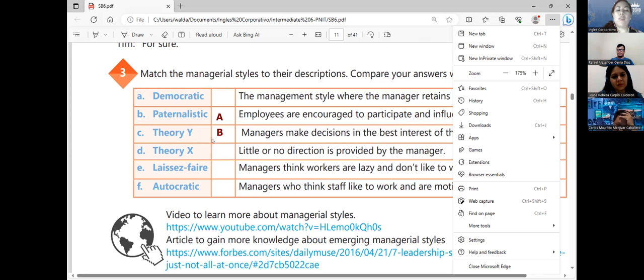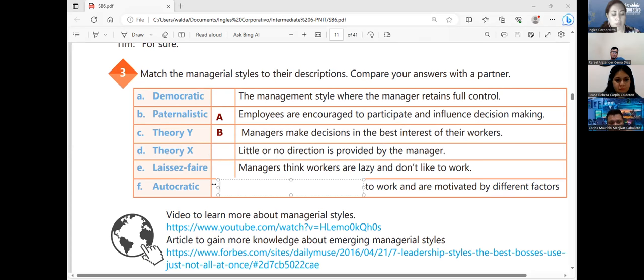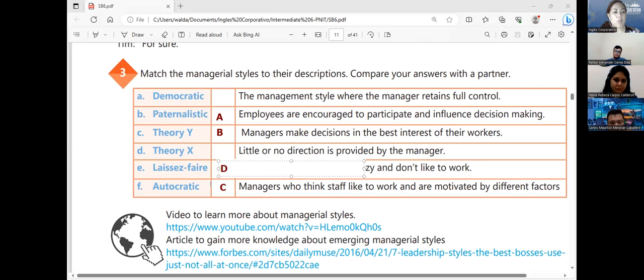So theory Y is the last one and theory X is the one above that. Which one's theory Y? The last one. Managers think that staff like to work and are motivated by different factors. Do you agree, everybody? Yes. Something like the opposite of theory X, yes. Exactly, so it would be this one. And which one is theory X then? Managers think workers are lazy and don't like to work. Right, exactly. Which one is laissez-faire?